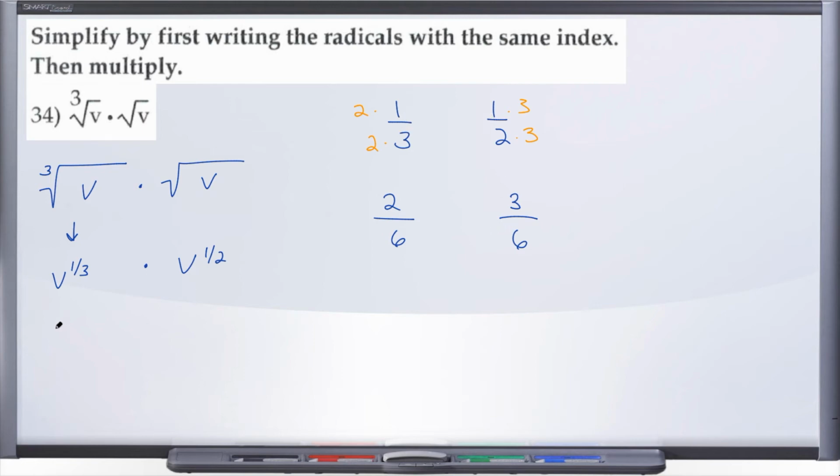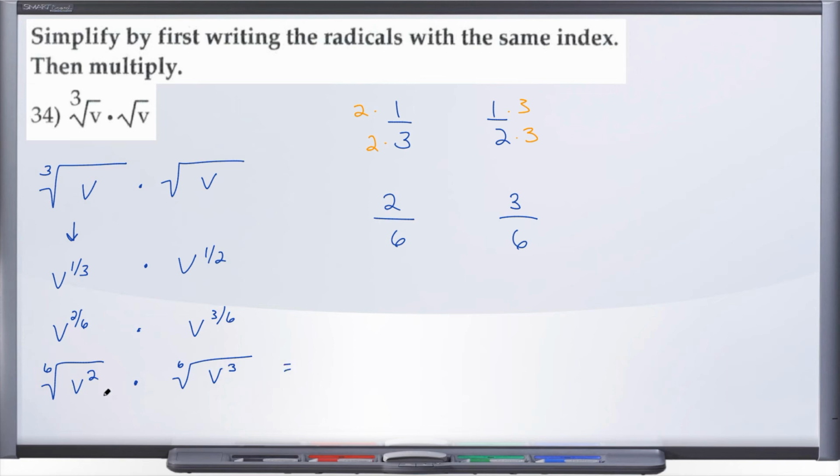So here on the left, we have v to the, and now not 1/3, but now we're going to rewrite 1/3 as 2/6. And now times v to the no longer 1/2, but rather 3/6. All right. Now that we have a common denominator, let's go ahead and rewrite each of these terms in radical form. So this is going to now become the 6th root of v squared times now the 6th root of v cubed.